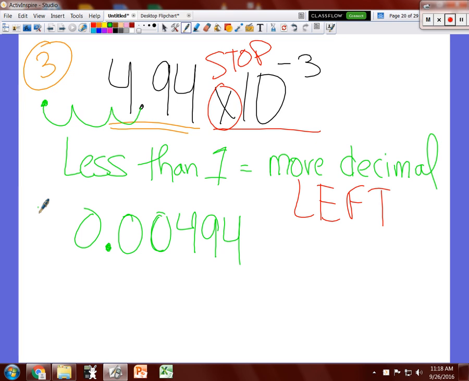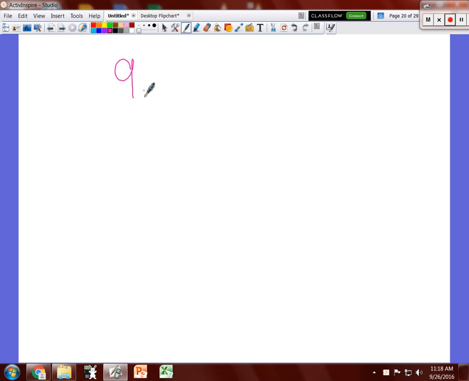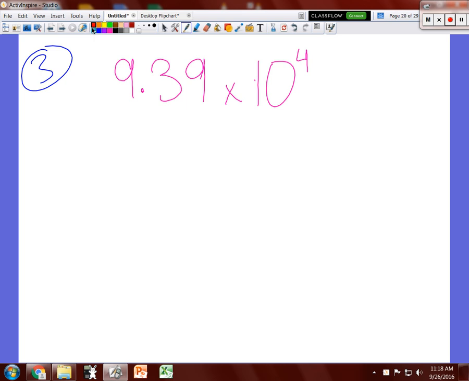Let's look at one more. Let's look at number 25. So 9.39 times 10 to the positive 4th. Okay. So this time, first of all, how many significant figures do I have? Got 3. What direction do I move the decimal? Right.